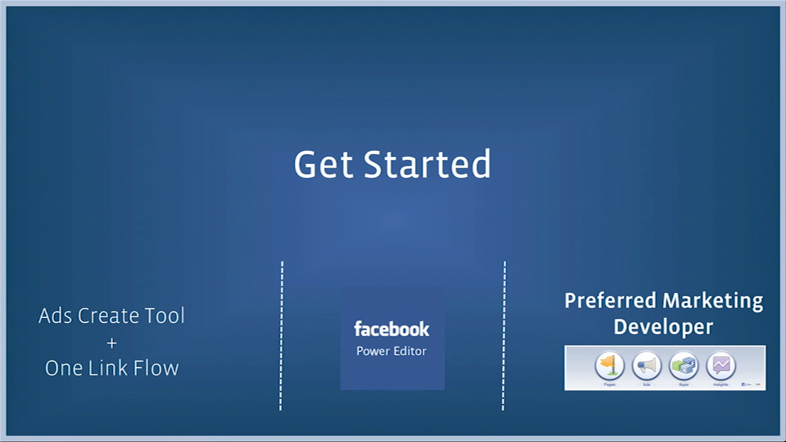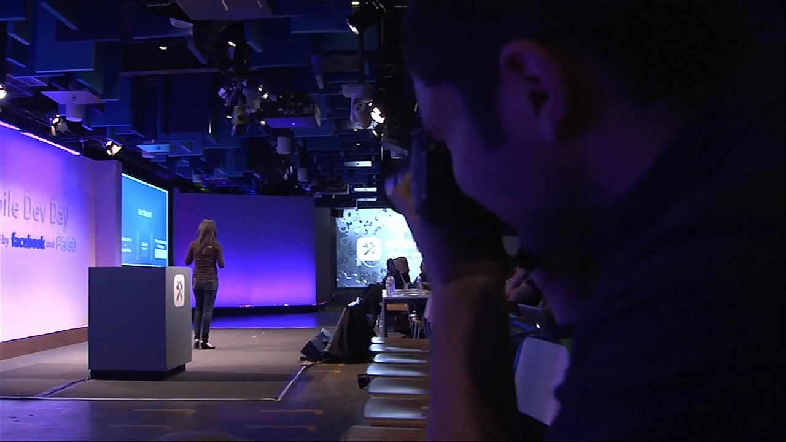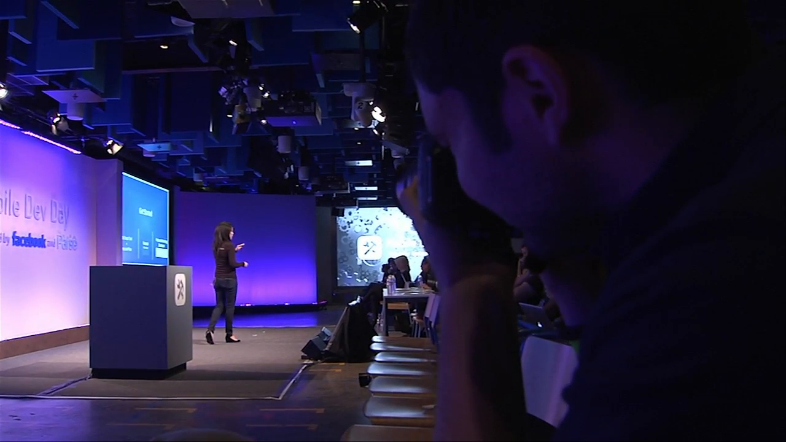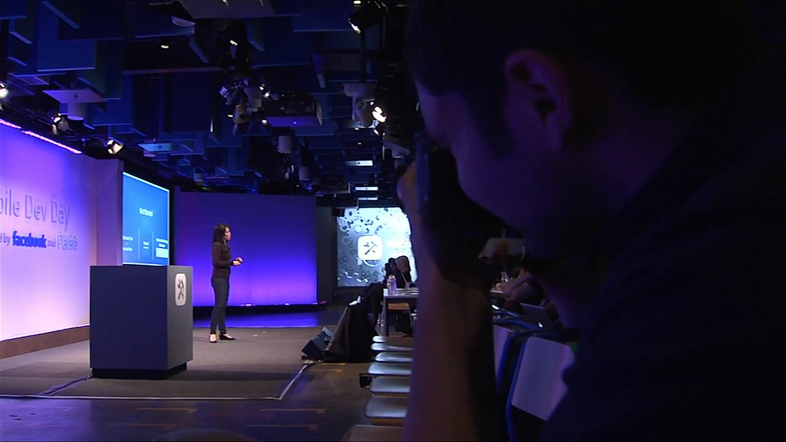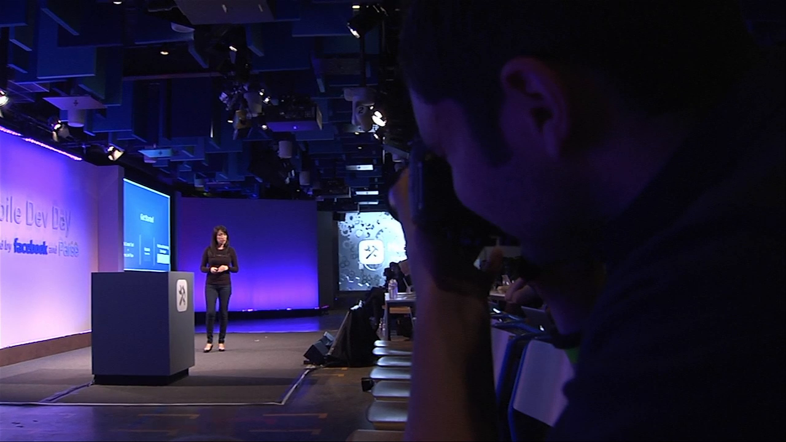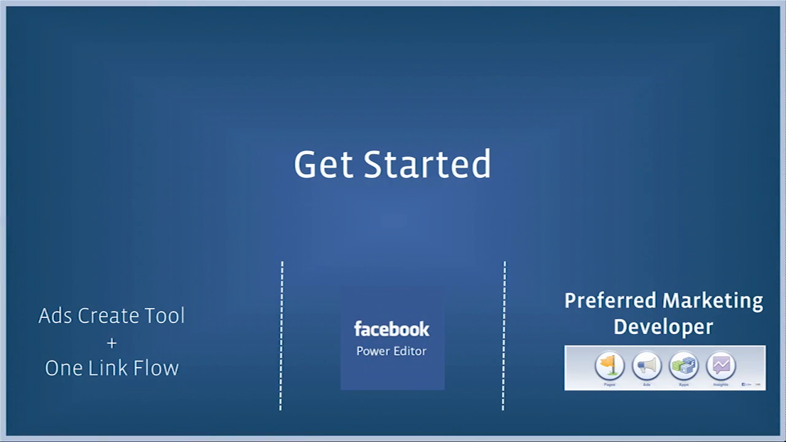First is the Ads Create tool. It is so simple, you could probably get an ad started in the next 5 minutes. Go to facebook.com/ads/create, take the URL for the App Store or Google Play, copy and paste it in there, a couple of targeting and bidding options, and you're ready to go. It's that simple. We also have a tool called the Power Editor, and this is for folks who require some more advanced options and some specific customizations.